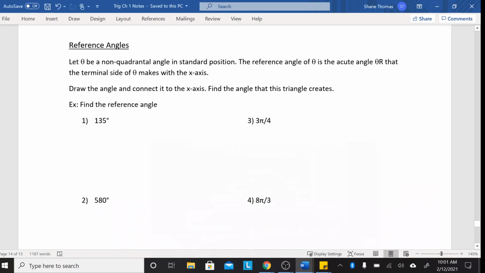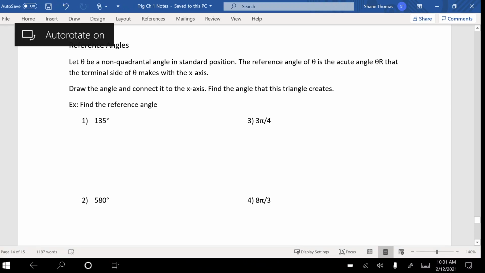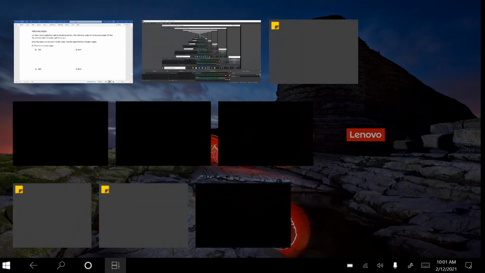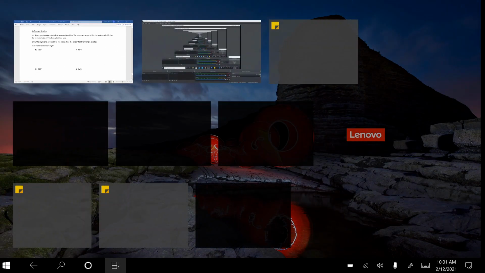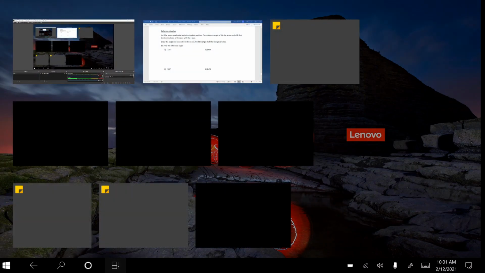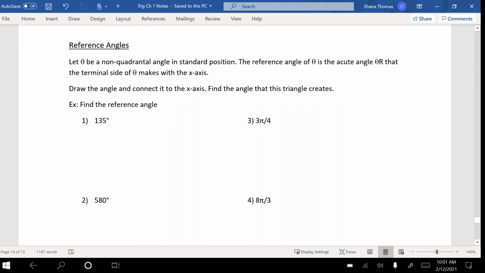So, reference angles. Up to this point, we've talked about our 30-60-90 triangle. We've talked about the 45-45-90 triangle. And we know how to find the different trig functions for those, correct? Then we talked about how to find the trig functions of certain points. At the points, you got your x value, your y value, and so on.